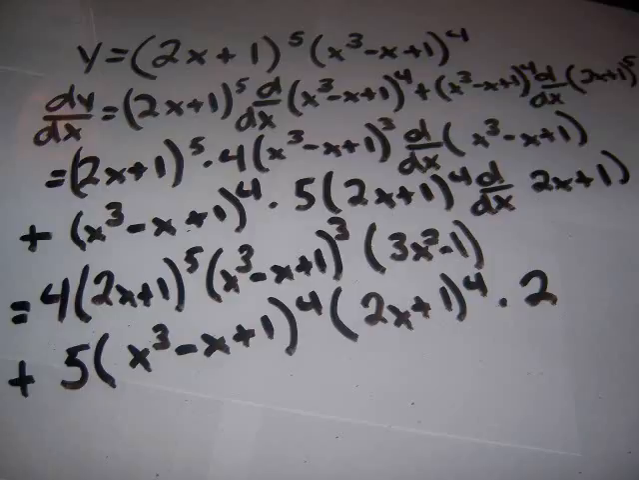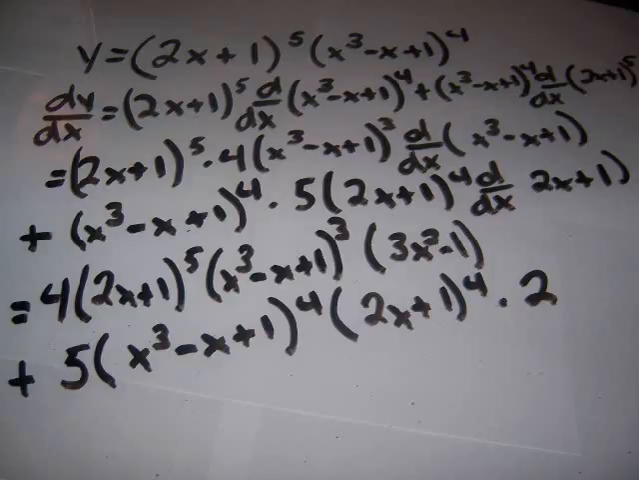This will equal 2x plus 1 to the 5th times 4 times the quantity x cubed minus x plus 1 cubed times the derivative of x cubed minus x plus 1 by the chain rule, plus x cubed minus x plus 1 to the 4th times 5 times the quantity 2x plus 1 to the 4th power times the derivative of 2x plus 1, also because of the chain rule.